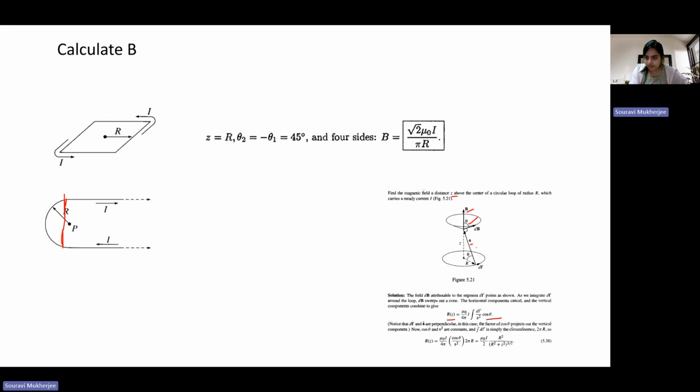So when you do an integration, basically it's an integration over the circumference. So the dL integration gives you 2 pi R. Right. So that gives you the general expression. This is a very important relation that one should remember, because many a times this will come very handy.